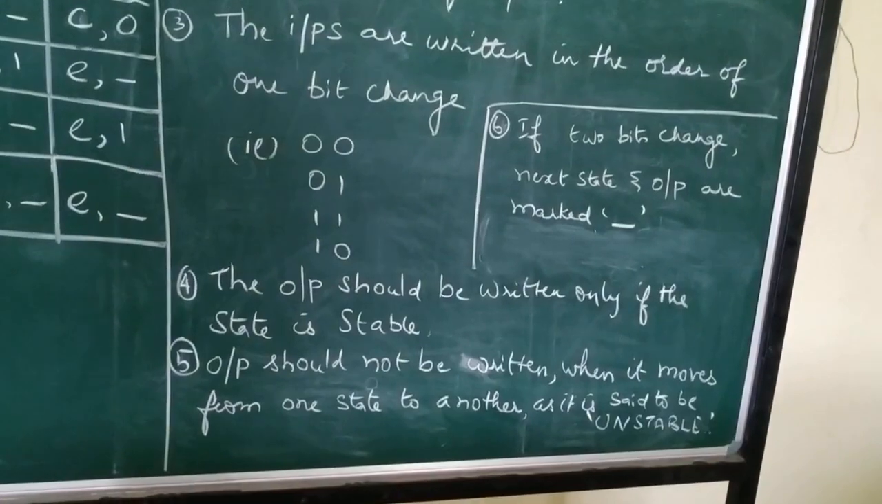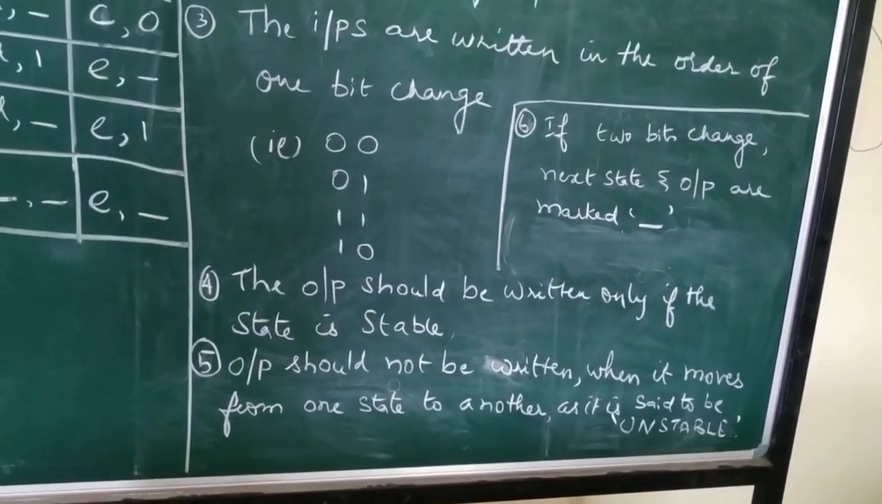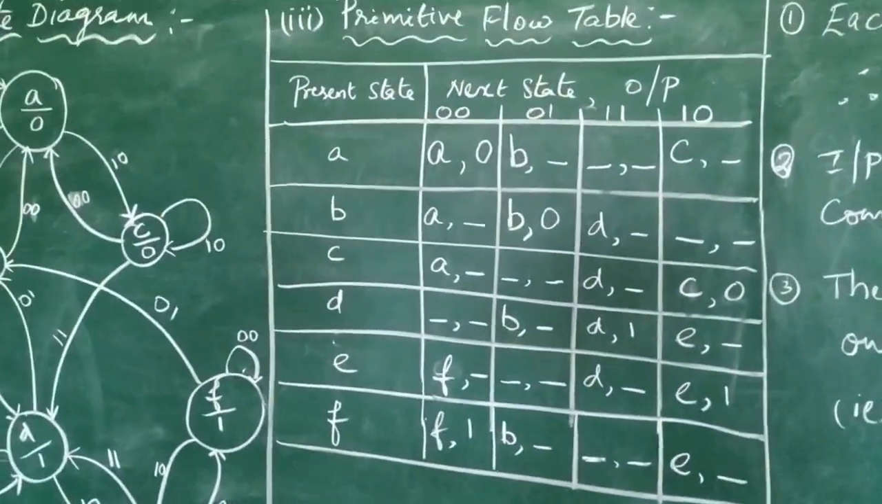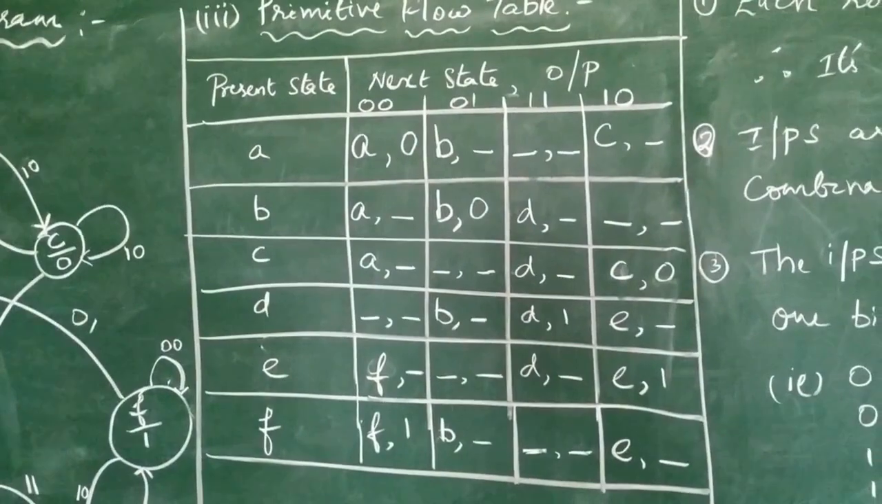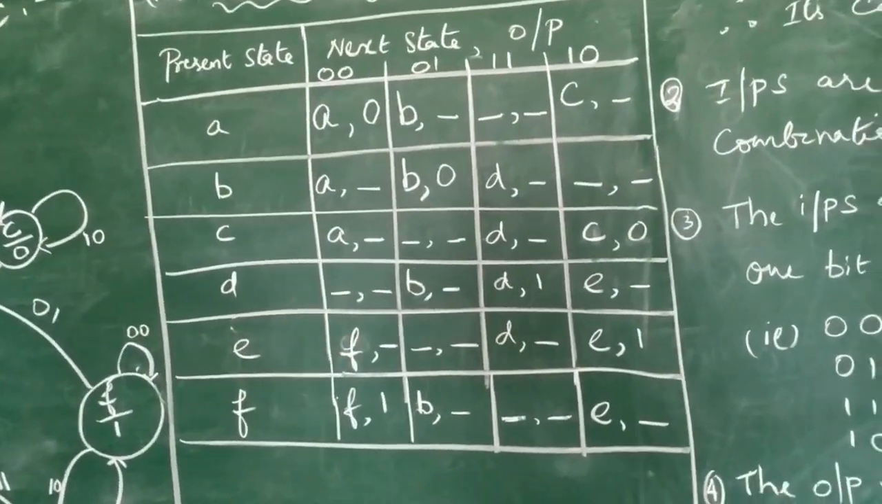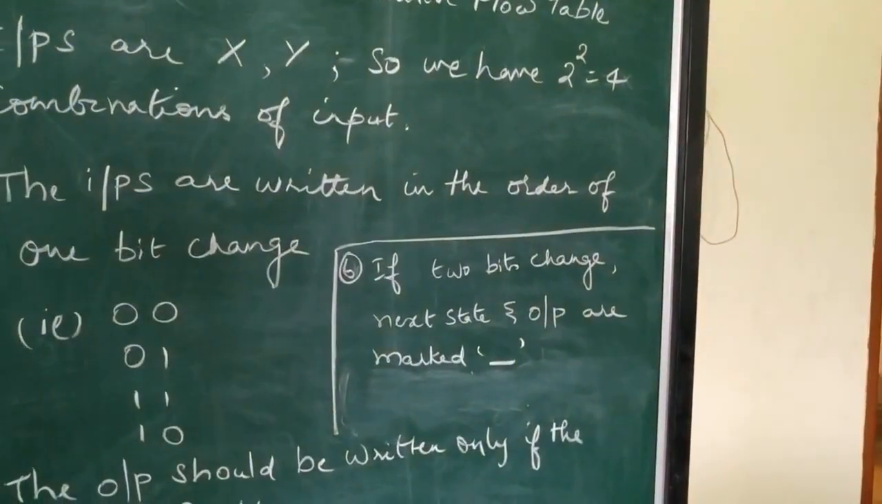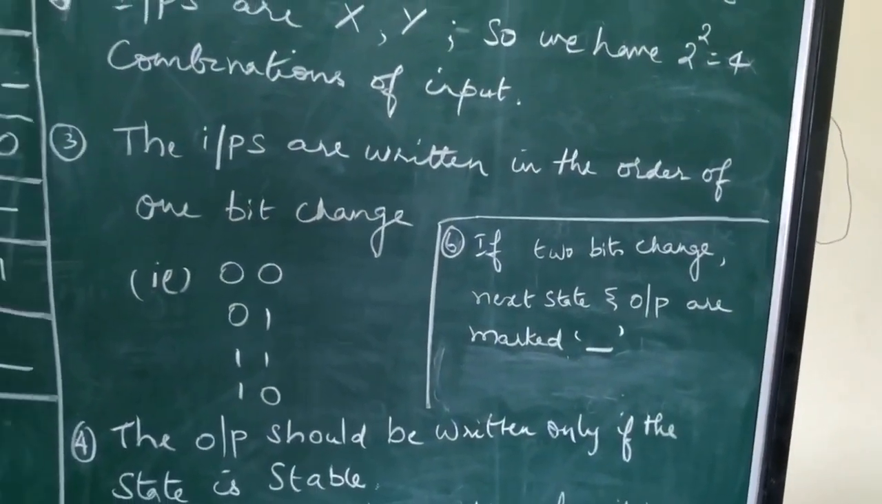Next, fifth one, output should not be written when it moves from one state to another, as it is said to be unstable. So the transition to other states, for that we have put a dash. We have not given the outputs, considering them to be unstable states. And the last, sixth point, if 2 bits change, next state and output are marked dash.